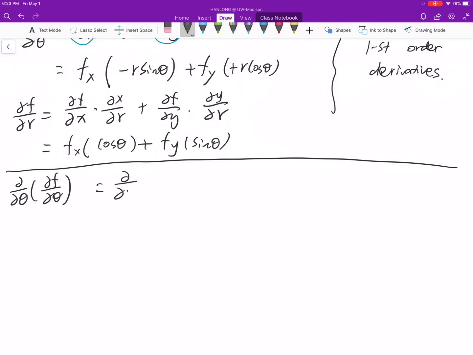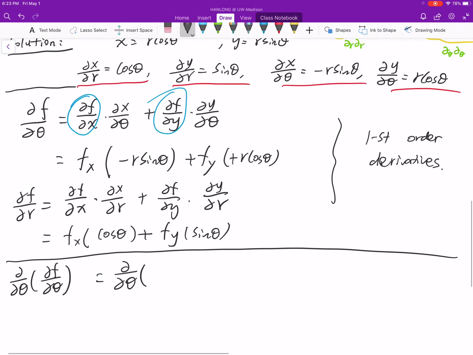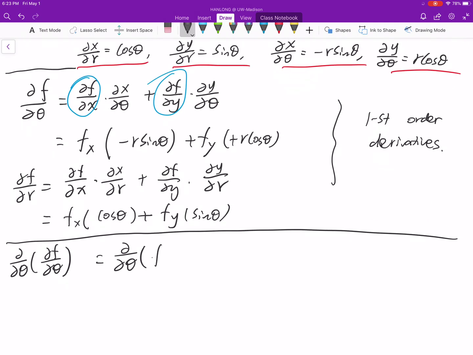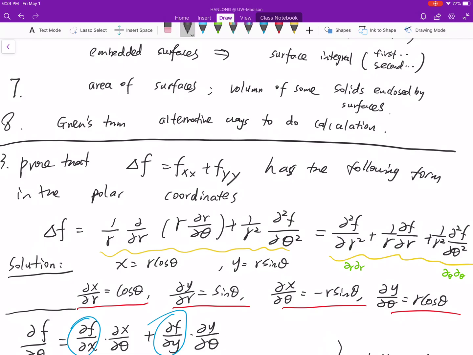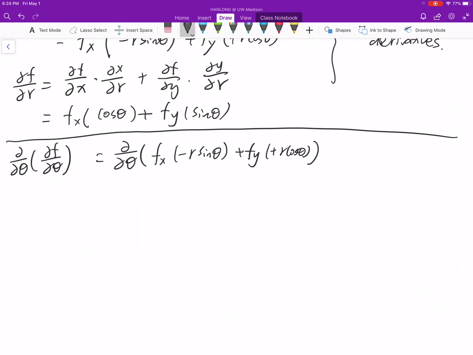And here, we view the inside first order derivative as a function implicitly in r and theta. Here I say implicitly because you have some intermediate variables, x, y. The strategy is that f depends on x, y, and then x, y depend on theta, r. This is a diagram. Okay, now let's take the derivative.